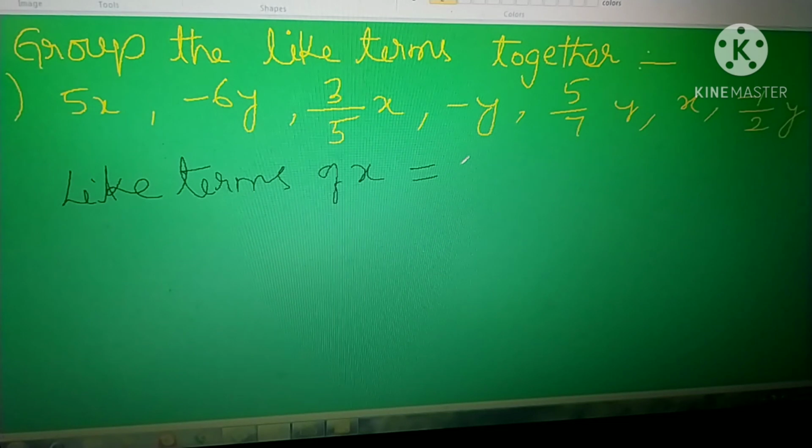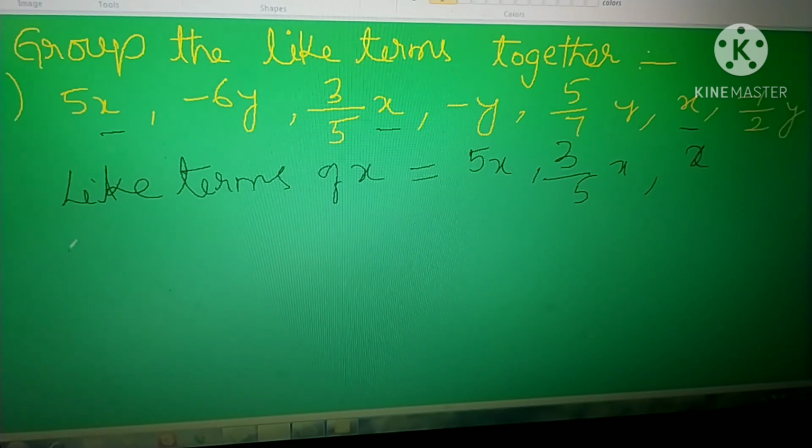Okay. So having only x. See here we have 1x here, here we have 1x, here we have 1x. That's all. So write down all the terms here. We have only x. So write down that one, 5x. So if you observe this one, y here. So y is not equal to x. So this will not come under x terms. Okay. So 5x comma 3 by 5x comma x.